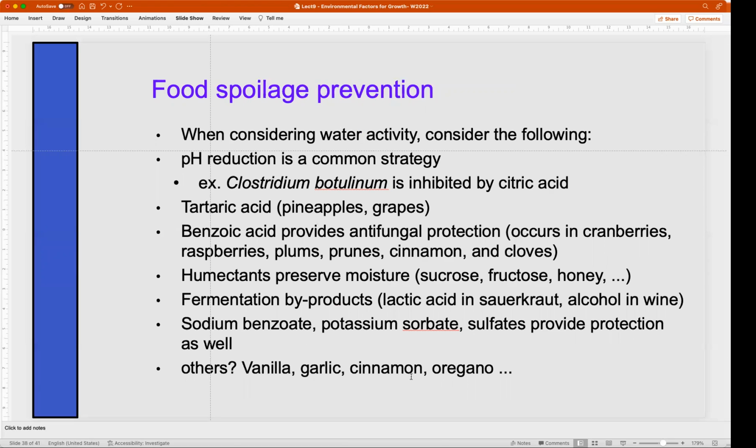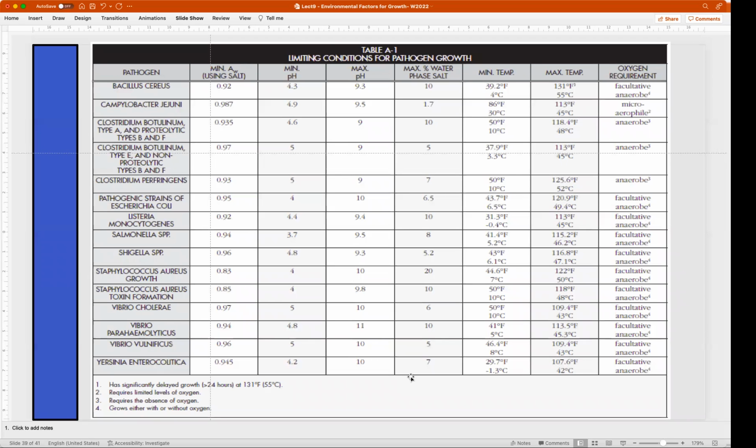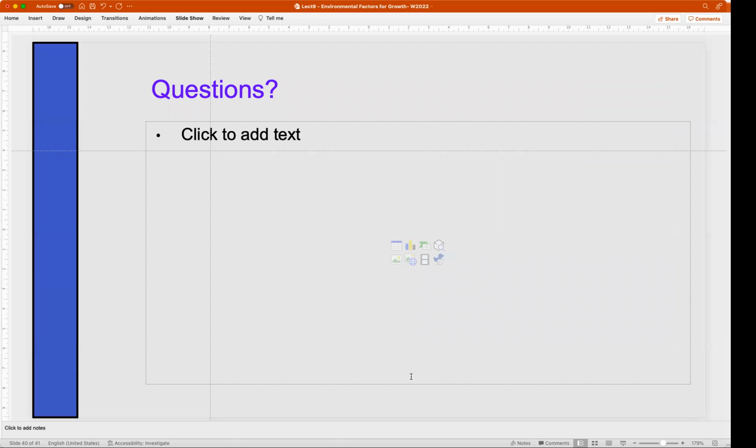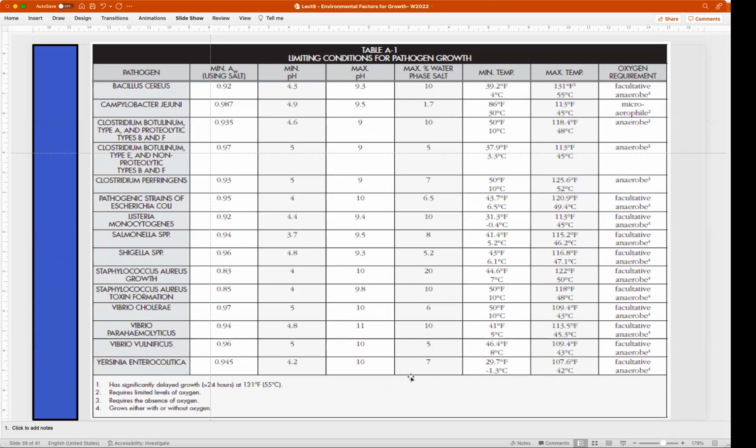Food spoilage prevention. There's a strategy that inhibits spoilage by citric acid, benzoic acid, tartaric acid, sugar, fructose. There are a lot of different ways; even spices like vanilla, garlic, and oregano can help preserve food. And here's a big chart showing what limits growth and what kind of organism is limited. If you want to take a look at that later at your own time, there's not going to be a test question on the final test about water activity because I just went over it real quick, but do you guys have any questions?